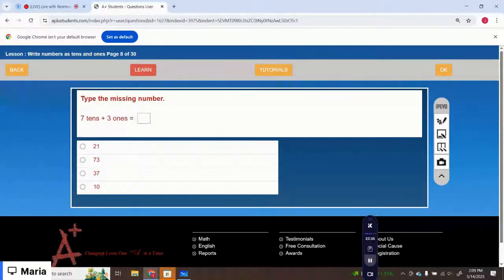7 tens plus 3 ones is 73. Option number 2 is the correct option. You can do the rest of the lesson by yourself. I will see you tomorrow.